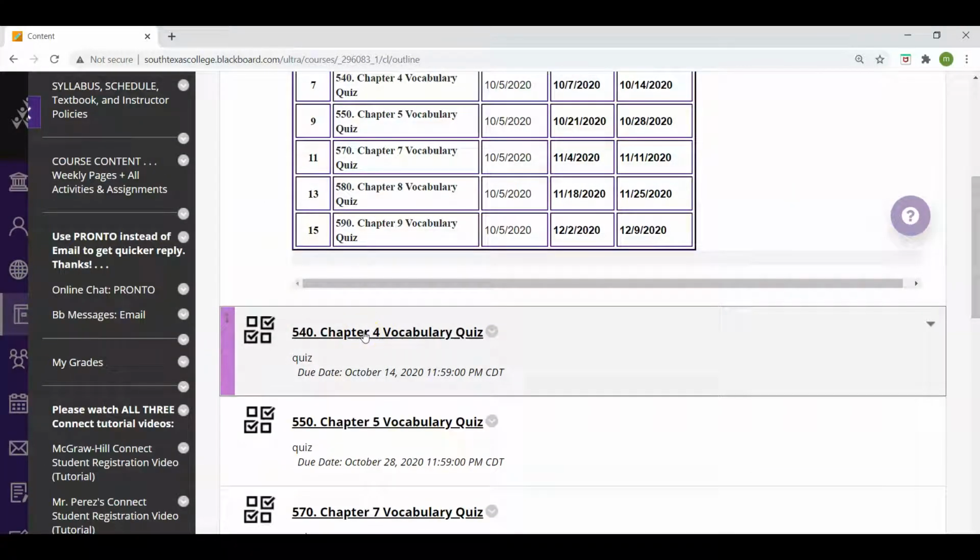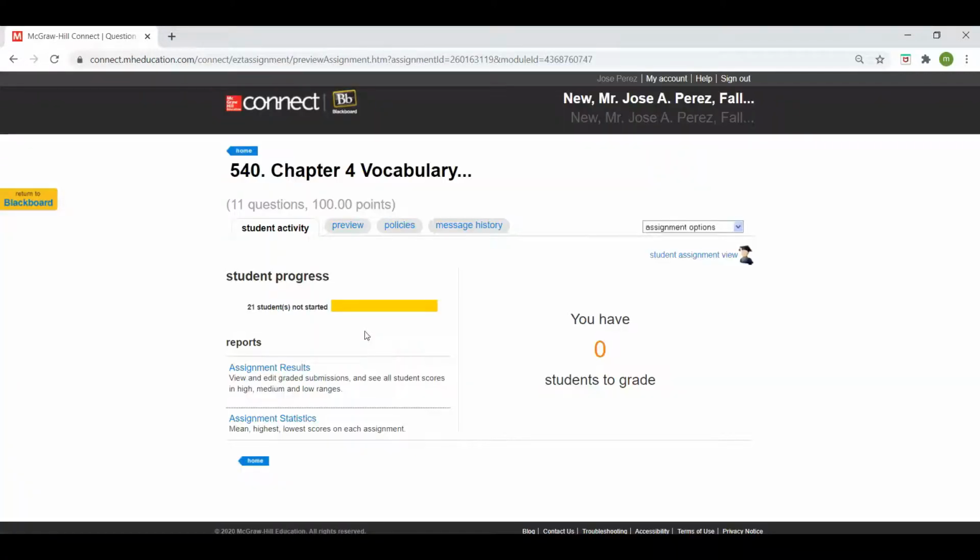Without further ado, because we're 31 minutes into this now, let's click on that one. Really, you could click on any assignment, but we're clicking on that one. Now, this is the teacher interface, right? Let me take you into the student assignment view.